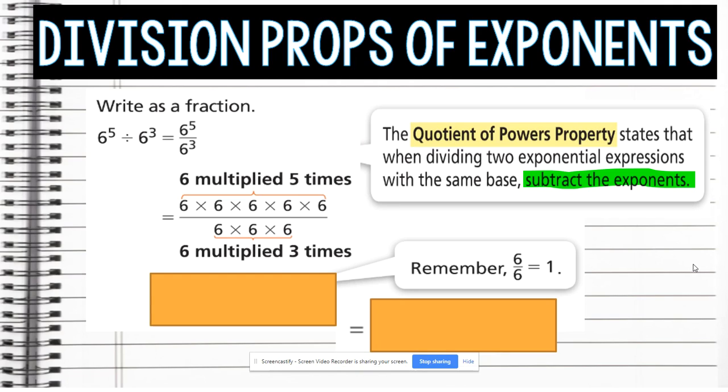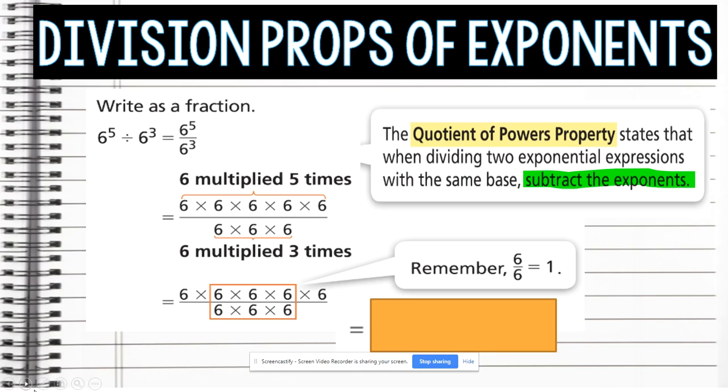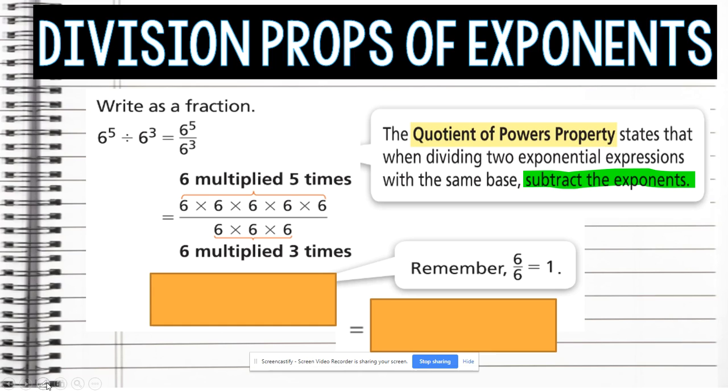Division properties of exponents. Write as a fraction. When we look at this very first problem, we want to write as a fraction. So we see 6 to the 5th divided by 6 to the 3rd. We write it as the fraction of 6 to the 5th over, that bar means division, 6 to the 3rd.